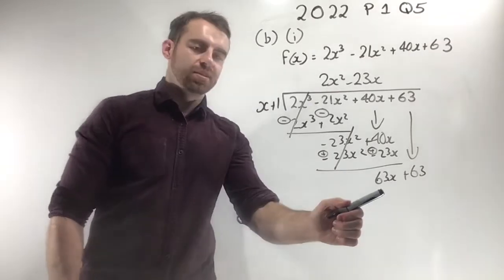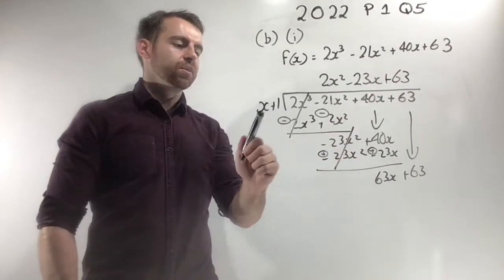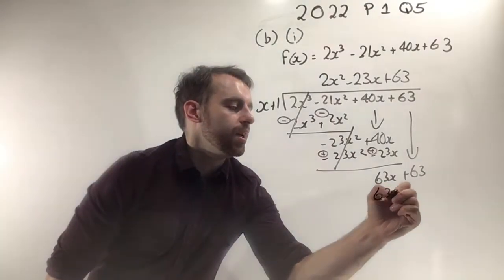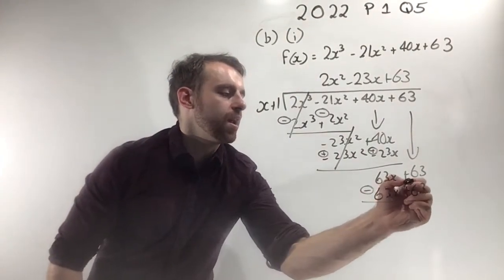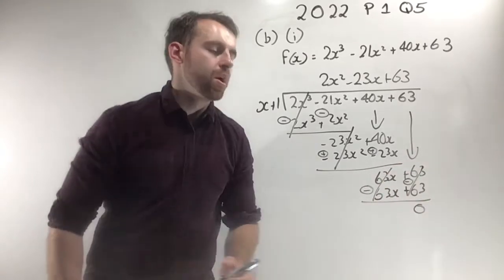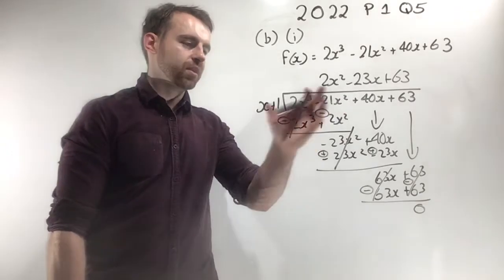And x into 63x is simply 63. You multiply 63 by each of these, and happy days, you get 63x plus 63. If we change those signs, then everything cancels and we're left with 0. So we've verified that x plus 1 is in fact a factor of this cubic.